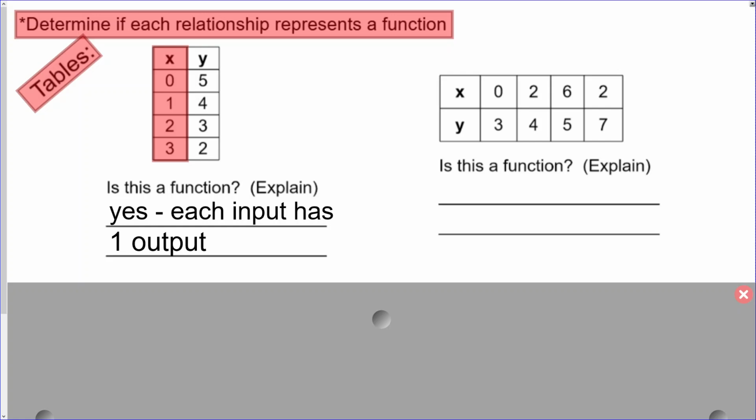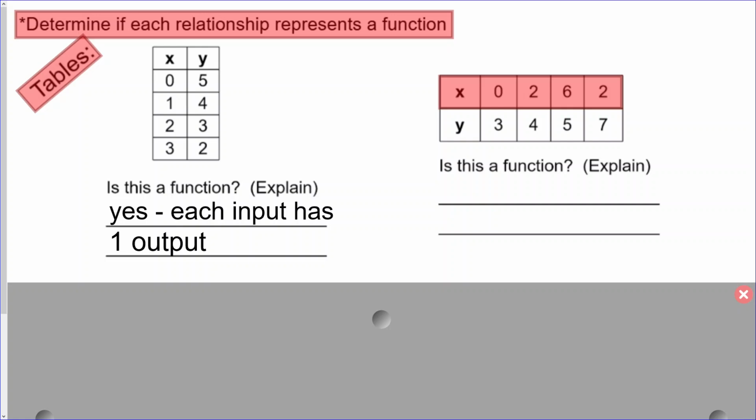In other words, that means 0 is going to be faithful to 5 in this scenario, 1 is going to be faithful to 4, 2 is going to be faithful to 3, that sort of thing. But we're just looking at the x's to see if they repeated. Now, let's go over to the second table right there. Do you see it's 0, 2, 6, and 2? Those are all of our x's. That's where our eyes are going to.